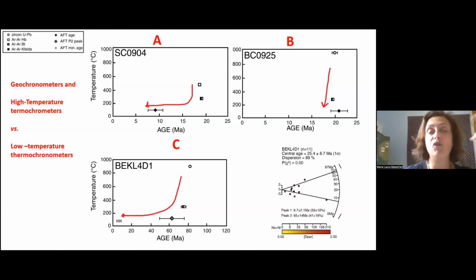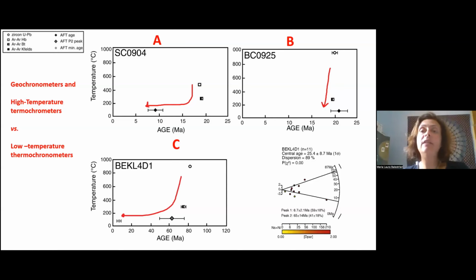So for this sample, geochronometers and high temperature thermochronometers are just giving the age of the emplacement of the plutonic rock. But we see that the low temperature thermochronometer, fission track, is giving a much younger age, about 9 million years. So fission track is giving information on the post-emplacement history. In particular, in our case, as we are dating footwall blocks, we interpret these 10 million years as the age of the movement of the fault. So we are dating the fault.